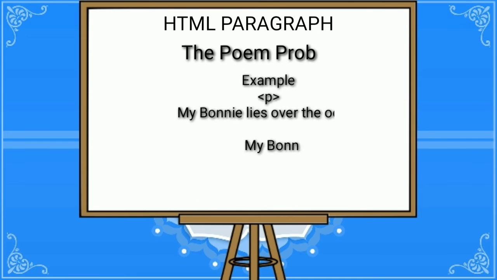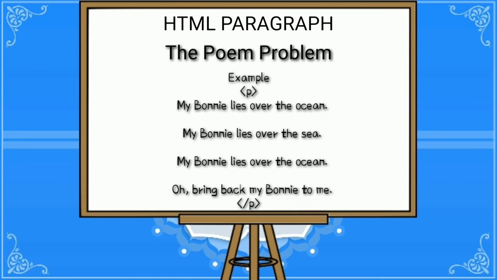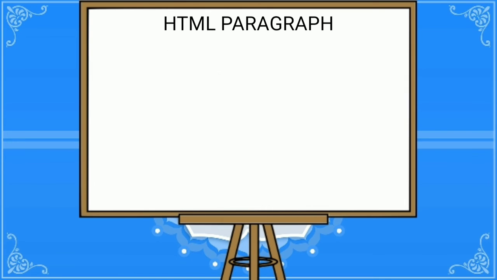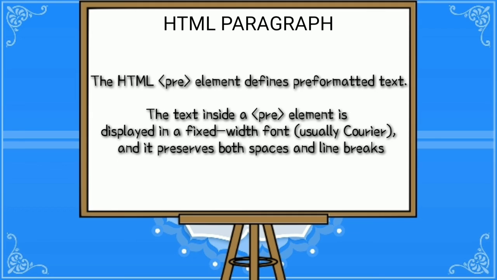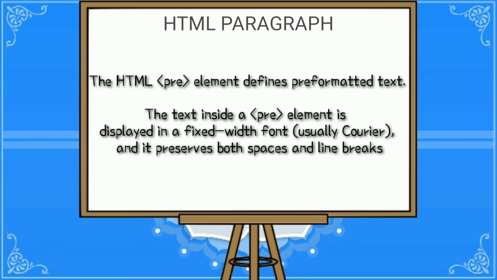The poem problem. This poem will display on a single line. Solution. The HTML pre element defines preformatted text. The text inside a pre element is displayed in a fixed-width font, usually Courier, and it preserves both spaces and line breaks.